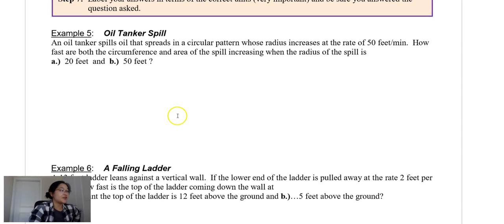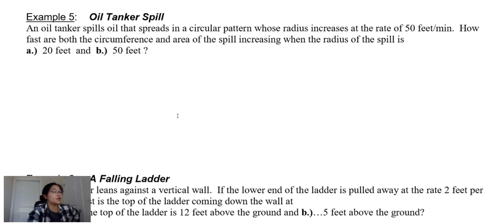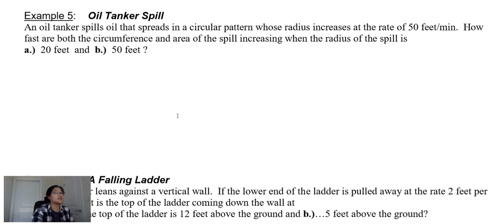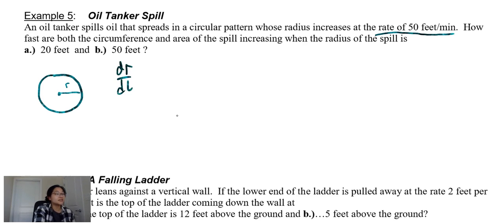Alright, so, oil tanker spill. This is a very good question. If we have an oil tanker that spills oil and spreads in a circular pattern whose radius increases at a rate of 50 feet per minute. So we have a circle. So we draw a picture. And you have this radius. dr/dt is 50 feet per minute.